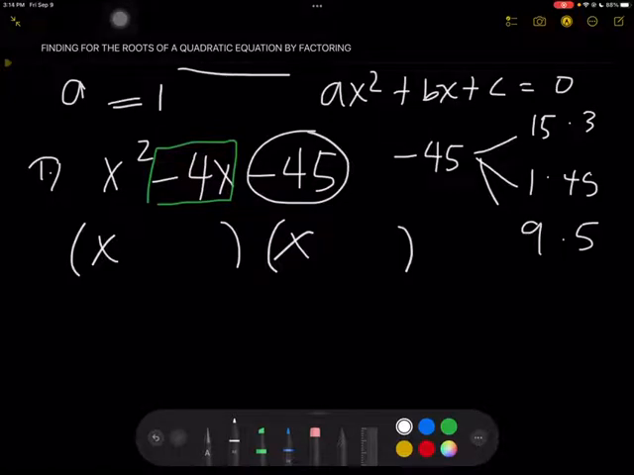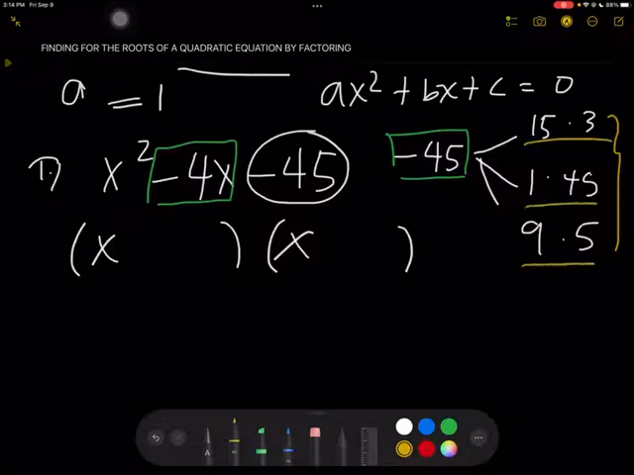Okay. Alright. So, let's analyze the factors. Now, since you have here a negative integer, negative 45, your factors should have 1 positive and 1 negative. So they have different signs because the value of c is negative 45. If it's negative, the 2 factors must have different signs. But we need to analyze first the given factors. So which of these 3 pairs of factors, if we add them together, the result will be negative 4? It's obvious, definitely not 15 and 3.